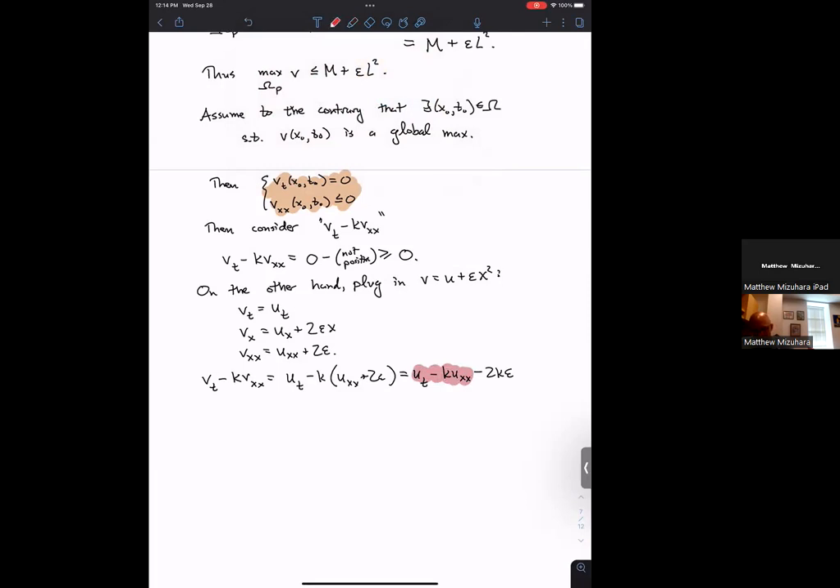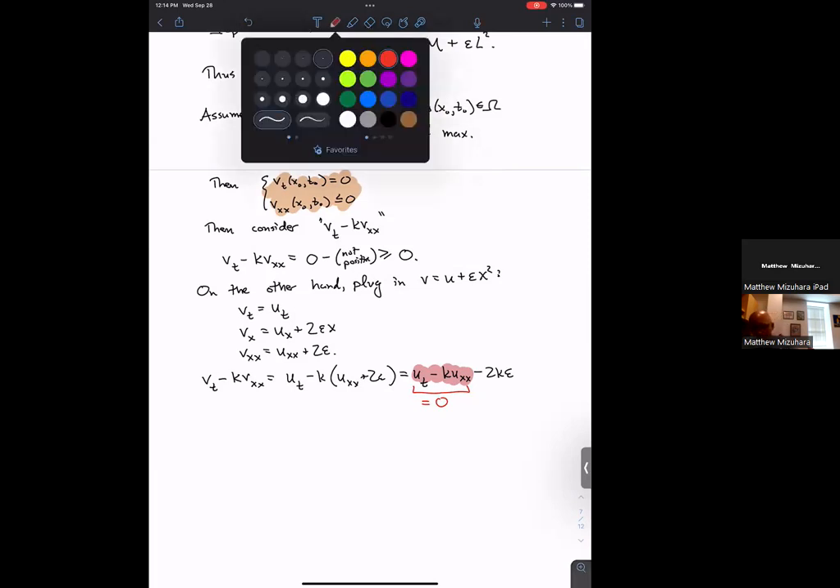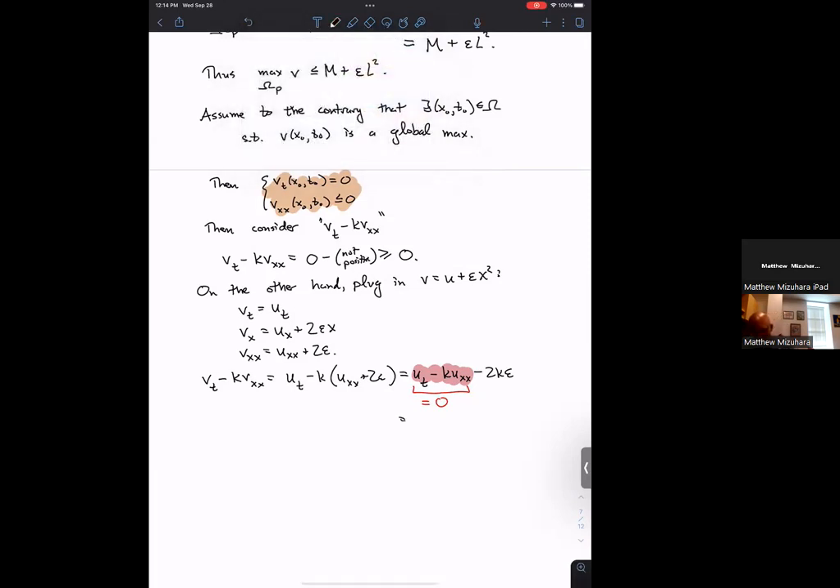So this expression, u_t minus k u_xx, is indeed exactly 0 because we know u solves the heat equation. V doesn't, but u does. So this expression zeroes out, and all I'm left with is the number negative 2kε. Now we know k is positive, we know ε is positive, so this is strictly less than 0.